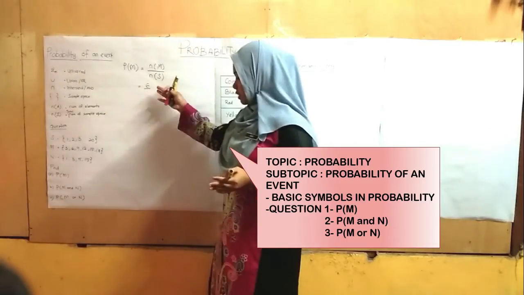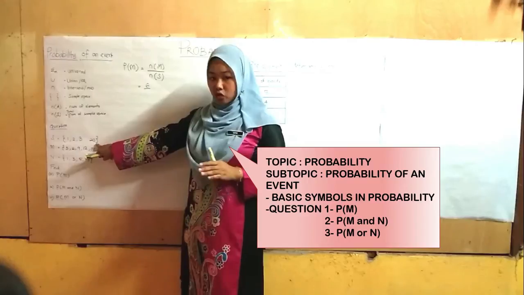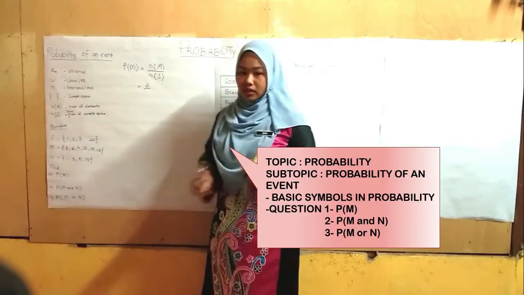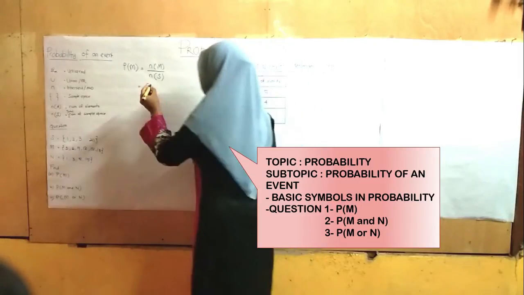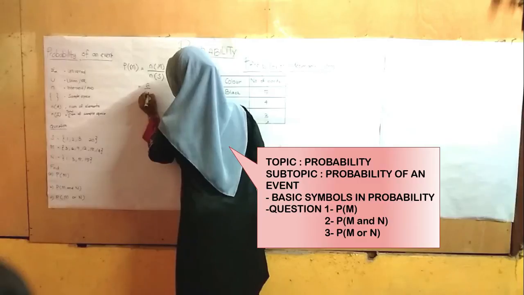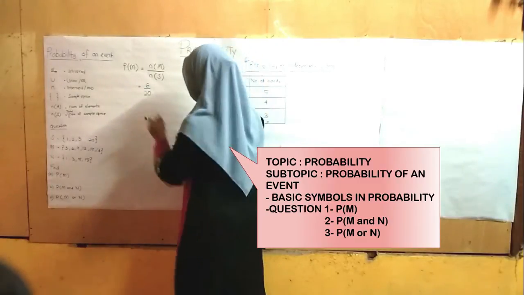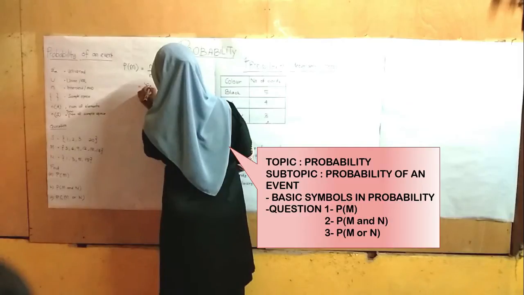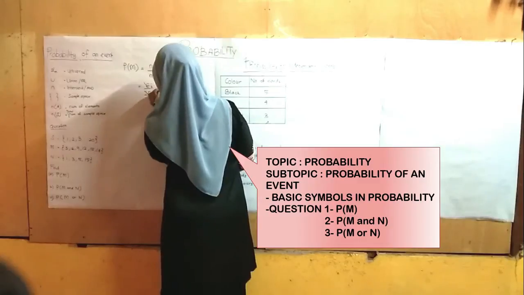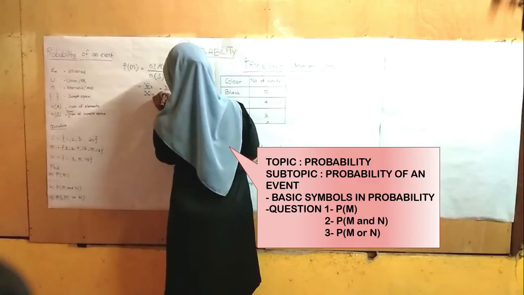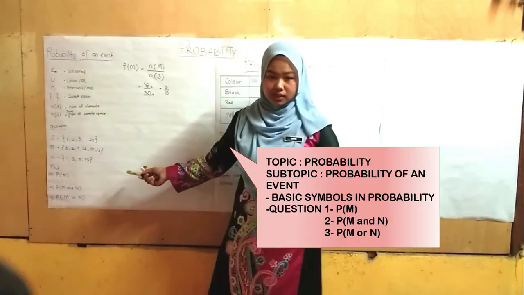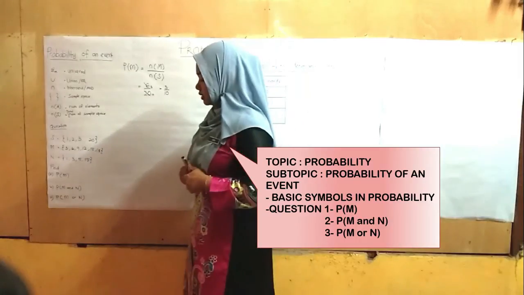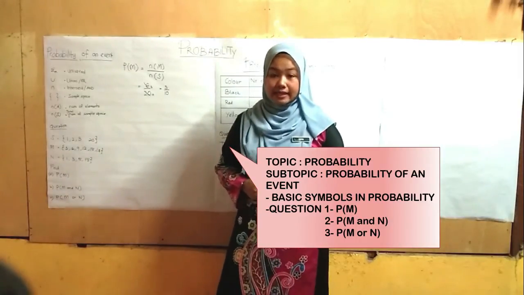The total space, like I told before, is the numbers 1 until 20. So we have 20 as the number of sample. We simplify it and we get the answer 3 over 10. Okay, so we go to the next question, which is to find the probability of M and N.